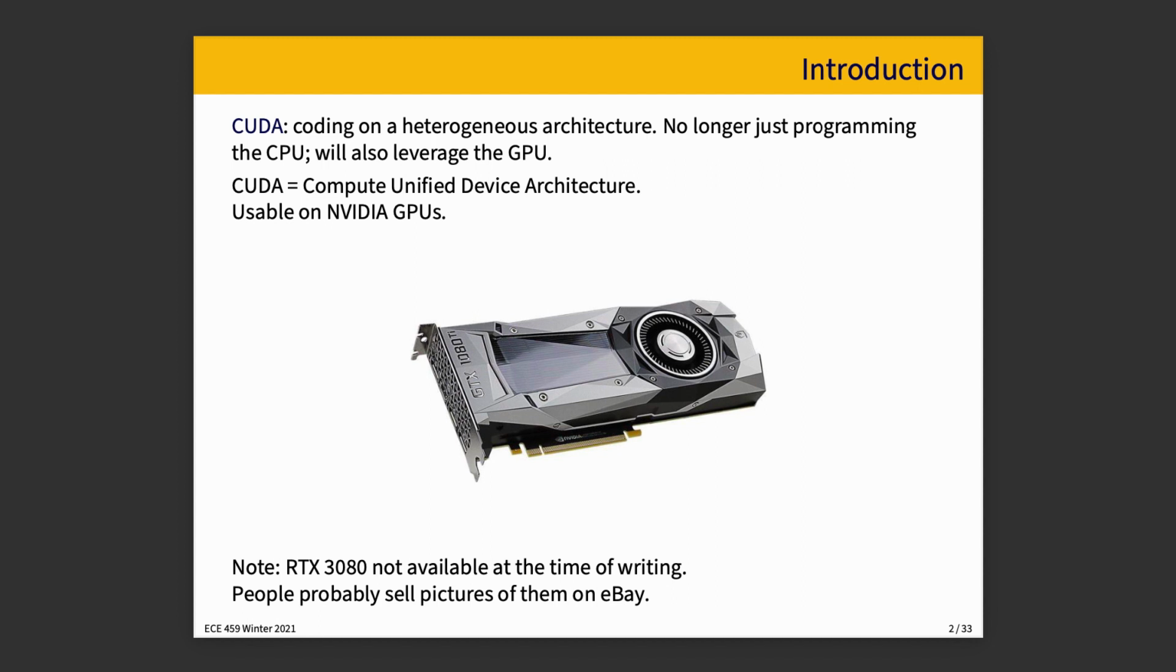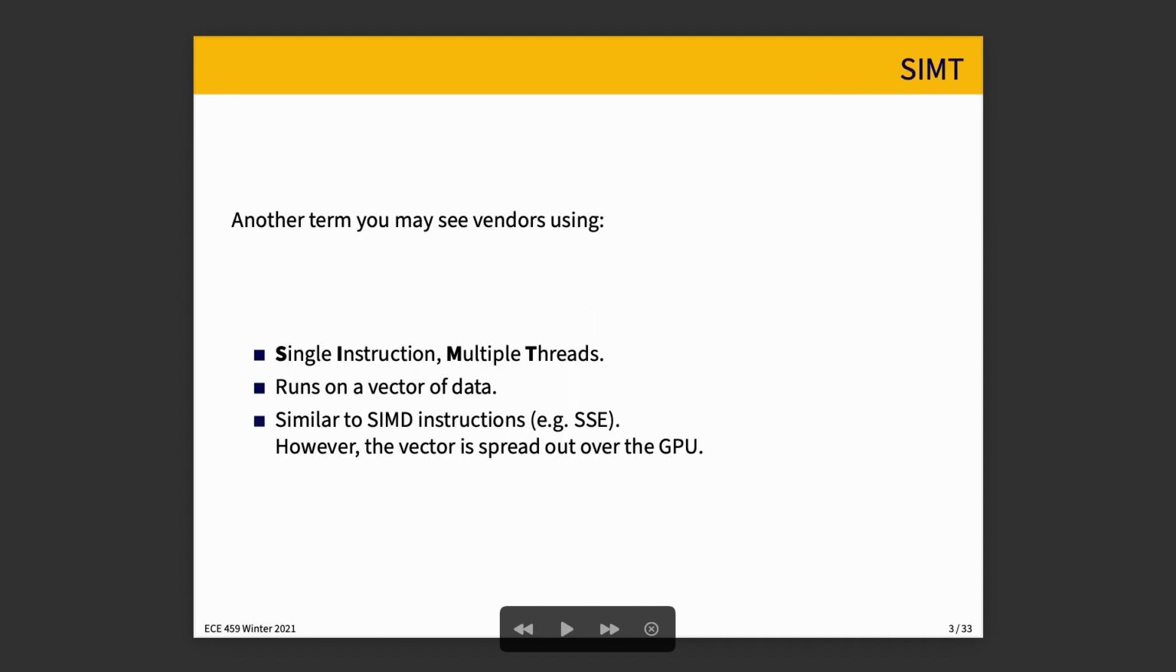The RTX 3080 is not available at the time of writing. This is an ongoing thing in the back half of 2020, and people probably sell pictures of them on eBay, or the empty box, for some money. I can't really imagine that things are going to get any better immediately, and it'll probably be a few months at least before the stock situation has improved. But we'll hope for things to get better.